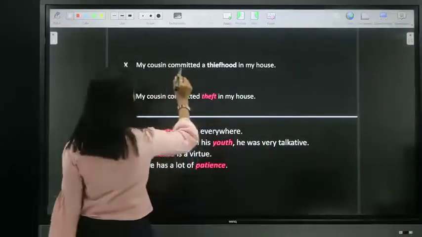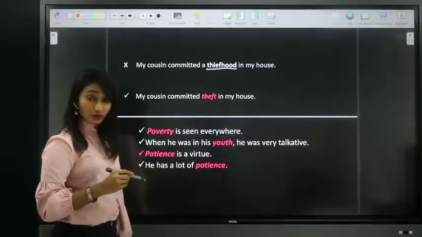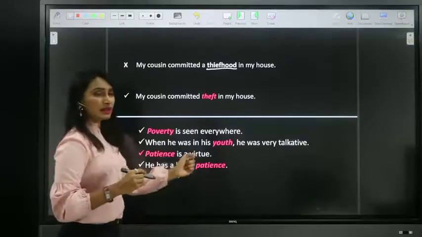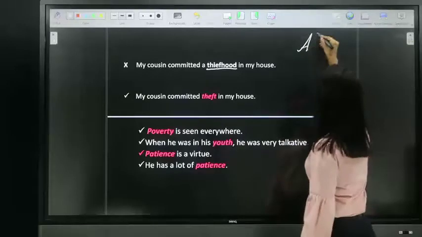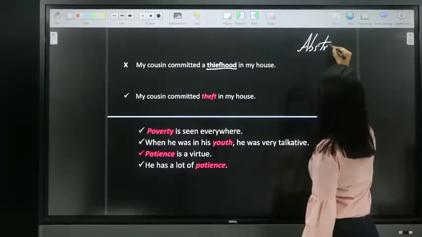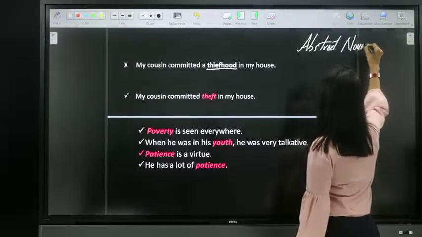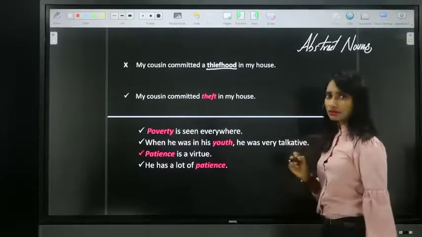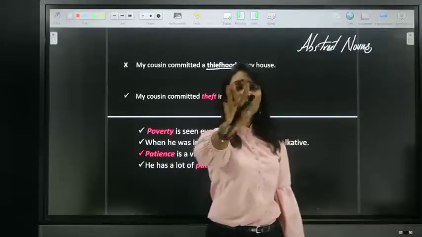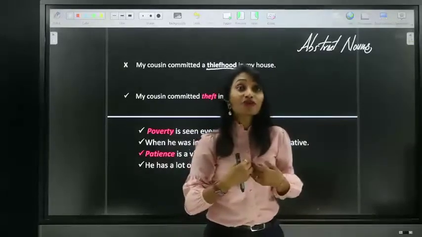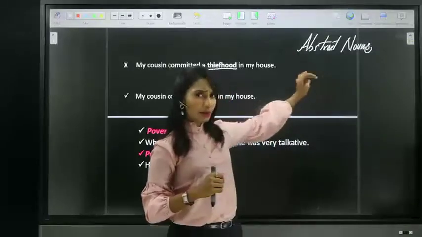My cousin committed a thiefhood in my house. What? Thiefhood? How come? So let me talk about some nouns. You see, we discussed the abstract nouns yesterday. What are abstract nouns? Abstract nouns are the nouns which we cannot see or touch or measure. We can only feel or experience. Such nouns are called abstract nouns.